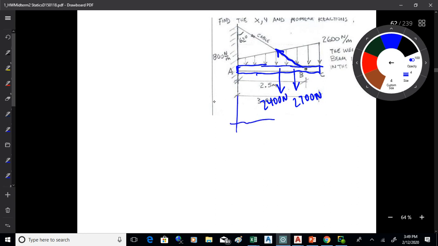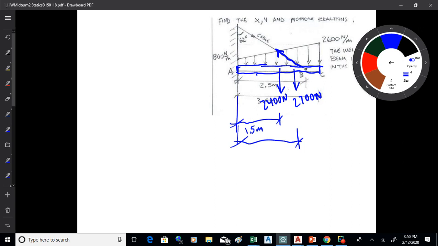Okay, and then the distances for those are 1.5 meters. And you can figure out this distance here. You also have the force in the cable, which is given. And the force in the cable is 3,000 newtons.